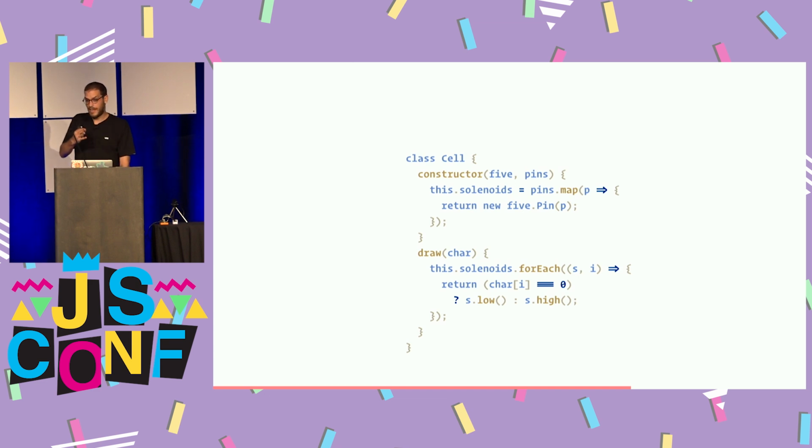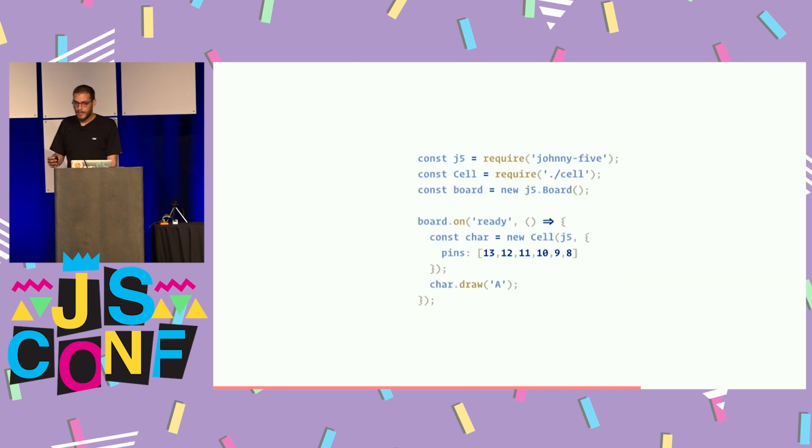So this class is stateful, so we don't have to reset the pins each time the characters change. And finally, our main product would look like this. We're including the Johnny 5 module, we're including the cell class, we're initializing the board, and when the board is ready, we're creating a new instance of the Braille cell using just 6 pins as arguments, and finally printing out the character A. So I think most of you are quite bored right now.